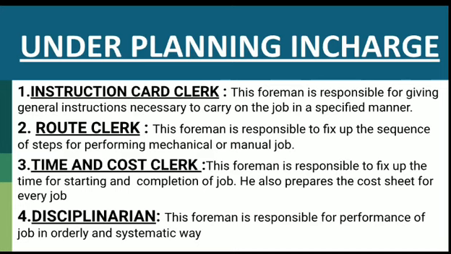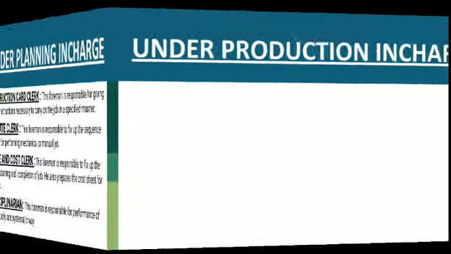We have the fourth one, disciplinarian. This foreman is responsible for performance of job in an orderly and systematic way. Of course, to maintain discipline in the workplace, to maintain discipline in the planning department, we have this foreman called disciplinarian. We'll go to the next department, that is the production department.